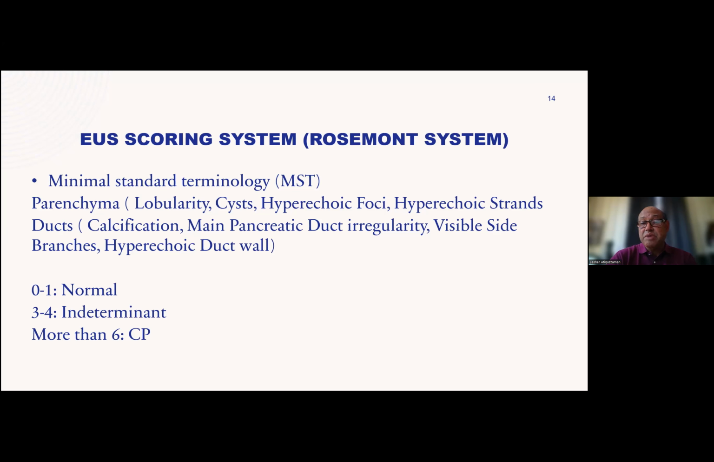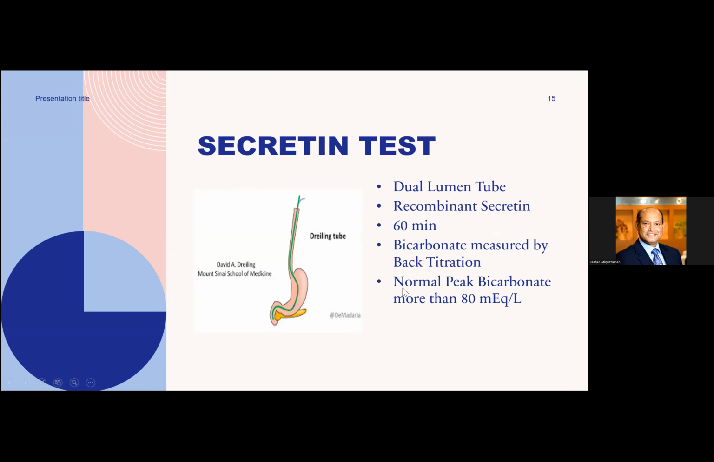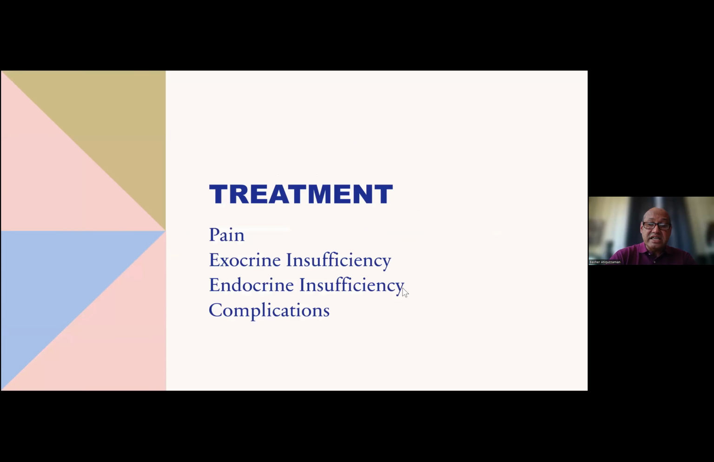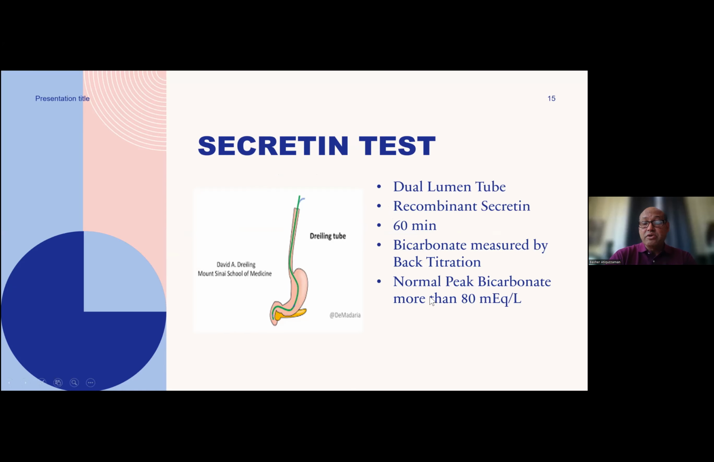And these are the cases where we take a biopsy to diagnose it. So I'm pretty sure the secretin test is done in some places in Bangladesh. When I was a fellow in New York, Dr. Drilling came up with this double lumen tube. One part of the lumen goes to the duodenum right next to the ampulla, another opens in the stomach. We give secretin, and for 60 minutes, we give recombinant secretin. For 60 minutes, we collect the acid and also the bicarbonate.